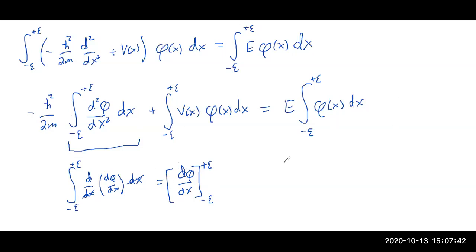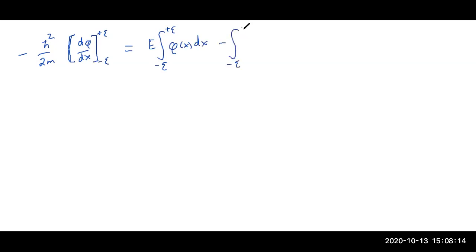Let's bring this V of x to the other side. So I'm going to have a minus h bar squared over 2m times the first derivative of phi with respect to x, evaluated at minus epsilon and plus epsilon. This is now equal to the energy times the integral from minus epsilon to plus epsilon of phi of x dx, minus the integral from minus epsilon to plus epsilon of V of x phi of x dx.